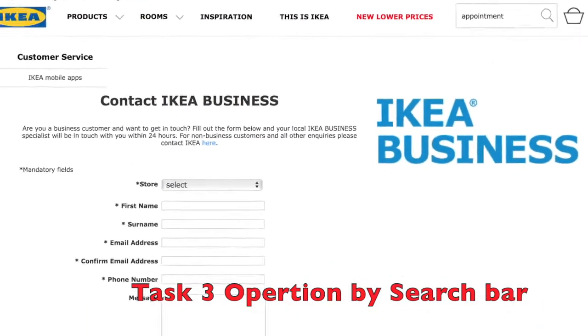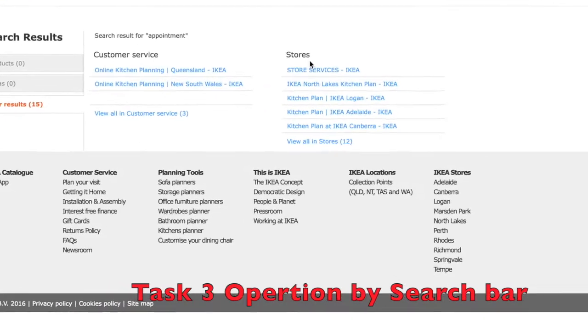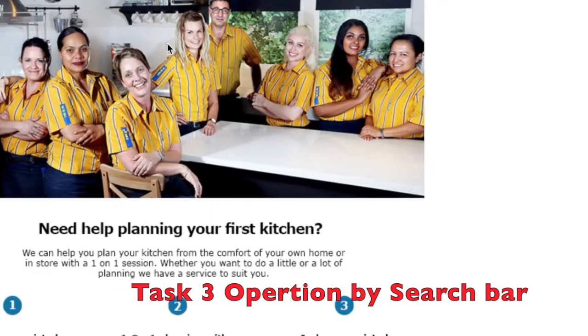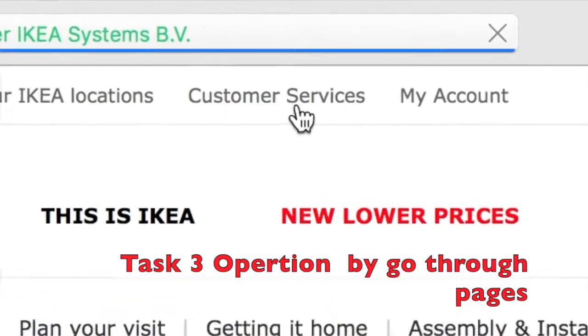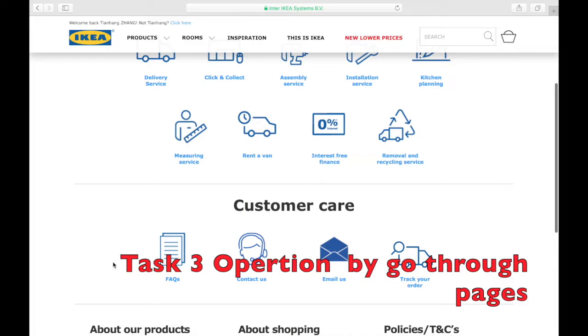Task 3. Book specialist appointments. When people want to book a specialist, there are two options. One is to use the search bar to search. The other is to find it at customer service. They should be the same result, but the website gives two different results, which may confuse users.